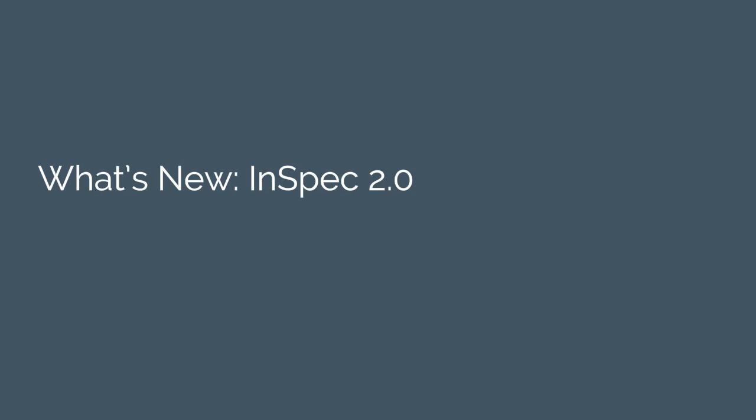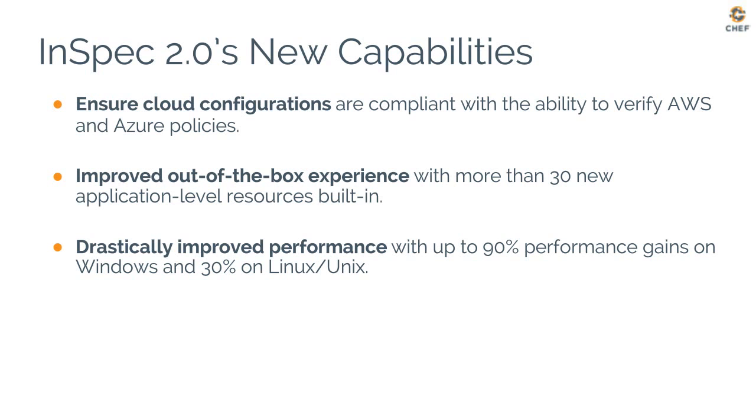Now, when it comes to what's new in InSpec 2.0, there's a lot of new features and capabilities now at our disposal. One of the biggest ones is the ability to evaluate cloud configurations. So up until now, InSpec has primarily been used to evaluate servers, be they bare metal servers or VMs. We are logging into something or connecting over SSH or WinRM and taking a look at the running state of that system.